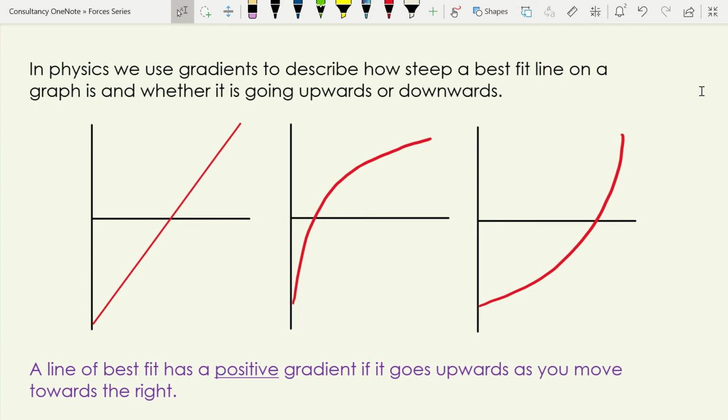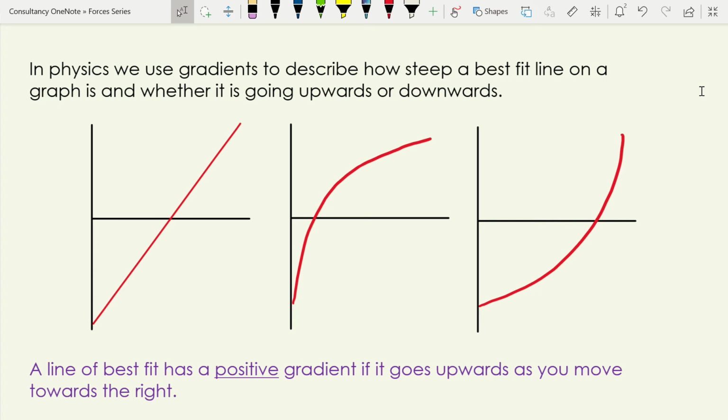Okay, so the first thing we're going to use a gradient to do is describe whether it's going upwards or downwards. So that's where we will make the number, which is what a gradient is. A gradient is a number. So if the number is positive, that indicates that the line is going upwards. So as you go to the right on the graph, the best fit line is going upwards.